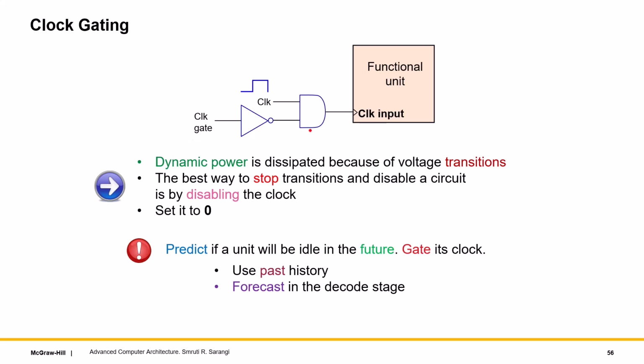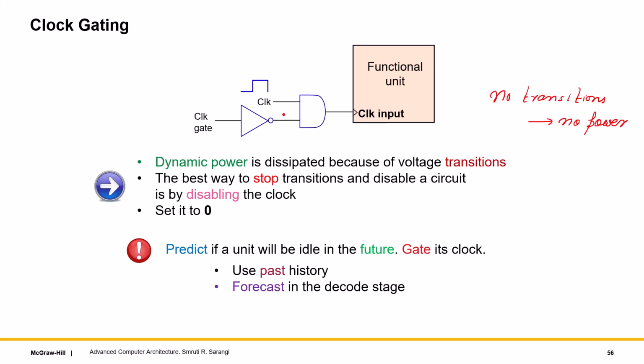So what we can do is that for dynamic power, what we have seen is if there are no transitions, which means if there is no 1 to 0 and no 0 to 1, no transitions means no power, because there is no voltage transition, right? You will still dissipate static power, but you won't dissipate dynamic power. So dynamic power is purely dissipated via voltage transitions. And the best way of stopping these transitions is that you simply disable the clock.